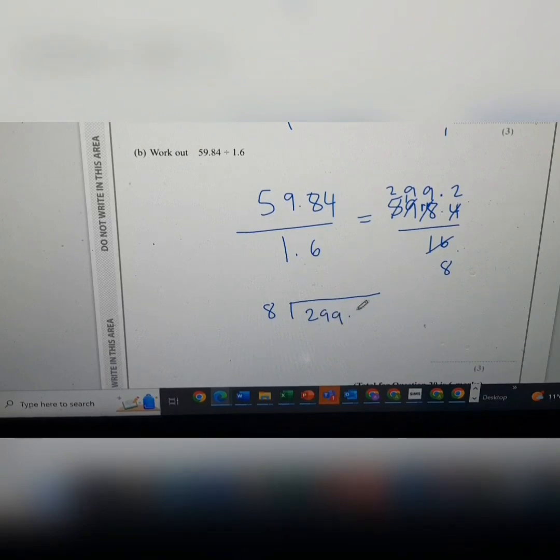So this is a lot easier to divide now that I've cancelled it down. 8 into 2 you can't do. Put the 2 on the next digit. 8 into 29. 8 times 3 is 24. So 5 remainder. 8 into 59. 8 times 7 is 56. So remainder 3. Don't forget your decimal point. 8 into 32 is 4. So this is 37.4.